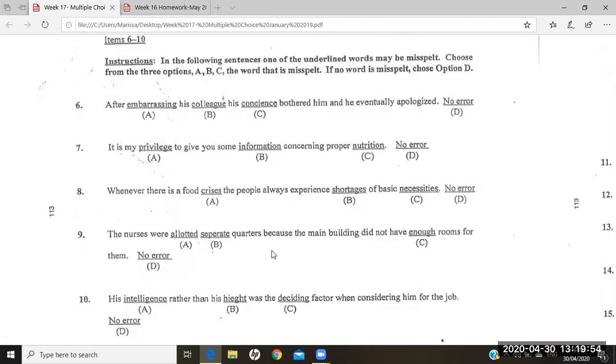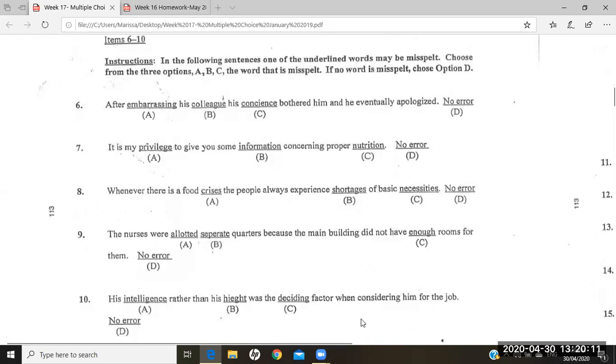B? Yes, B, separate. How do we spell separate? S-E-P-A-R-A-T? So this second E is supposed to be an A. Yes, that was the error. You had to change the second E to an A.